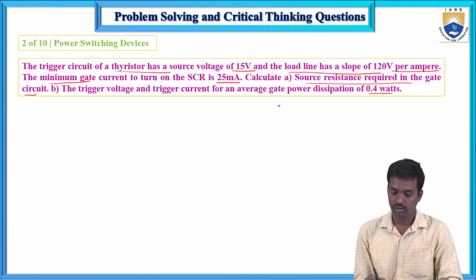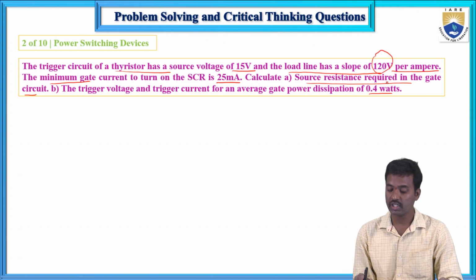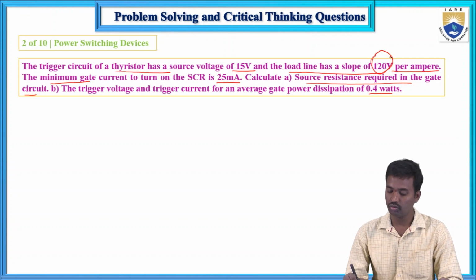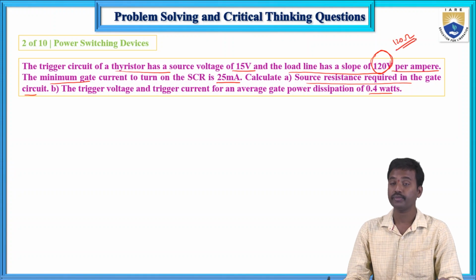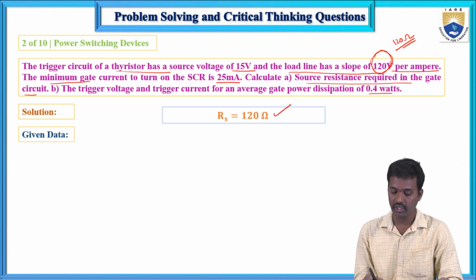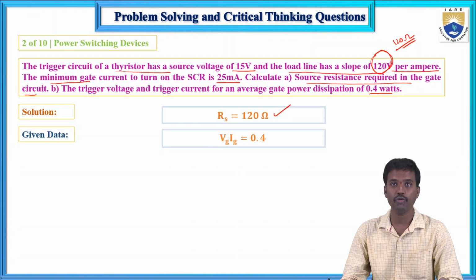In the question itself, the slope is the source resistance required in the gate circuit. So that is 120 volts per ampere, which means 120 ohms is the source resistance required in the gate circuit. So Rs equals 120. Next, Vg into Ig is the average gate power dissipation, 0.4 watts.